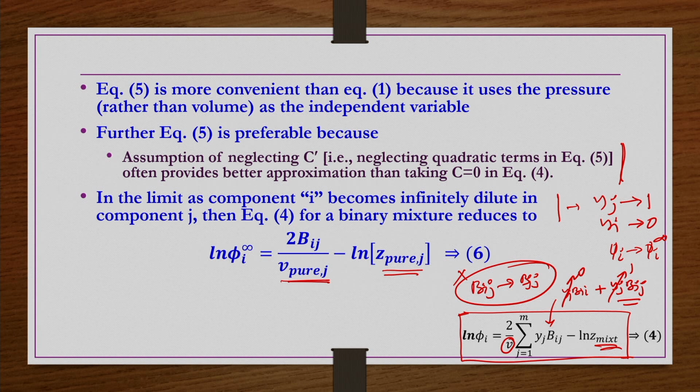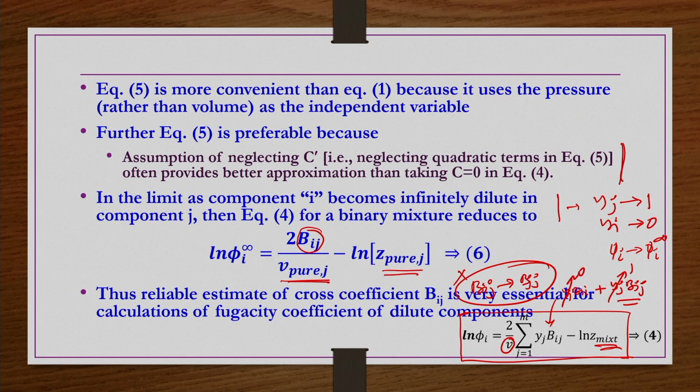So in the ln phi expression, Bij is very important. If you want to obtain the fugacity coefficient of i, though it is present in very small amounts, you need very accurate, reliable information about this cross virial coefficient Bij. You cannot take simply Bij as close to Bjj. Indeed, we are going to see one example and then we realize that Bij is very different from Bii and Bjj, right.